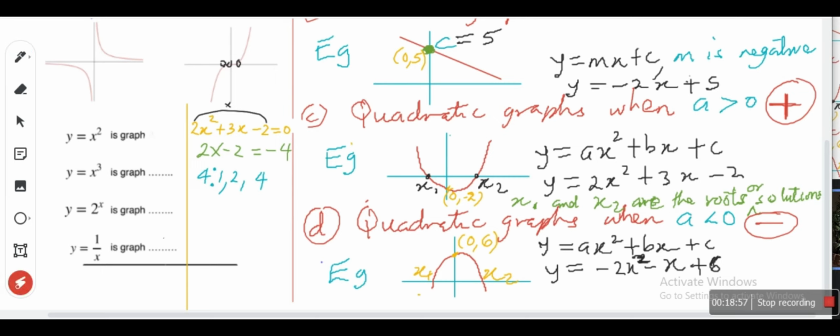One plus the other will give you plus 3, and one times the other will give you minus 4. So it's 4 and minus 1. Okay, so the numbers are plus 4 and minus 1.